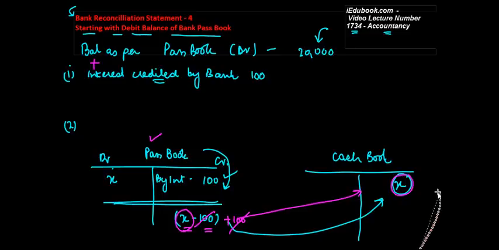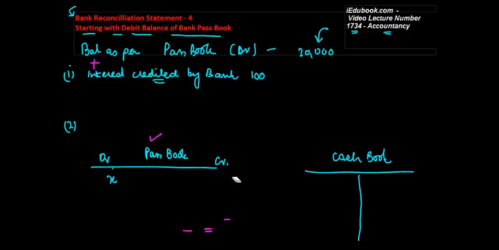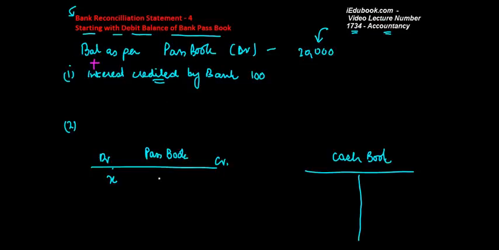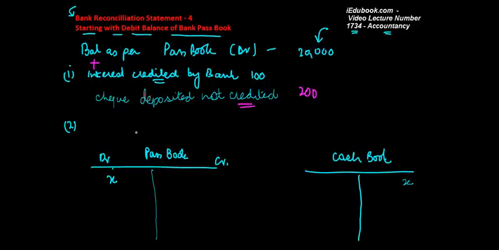Now similarly, let me take another example. Maybe I'll just rub off these things from here. In this case, I am taking an example of check deposited, not credited. Now if you come to think of it, let's say this balance is 200.